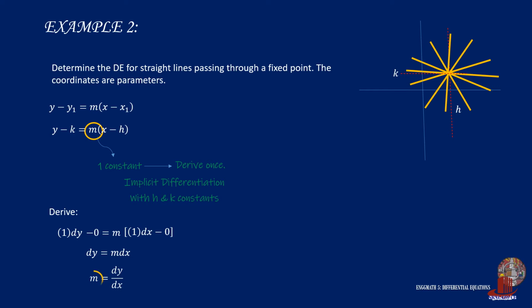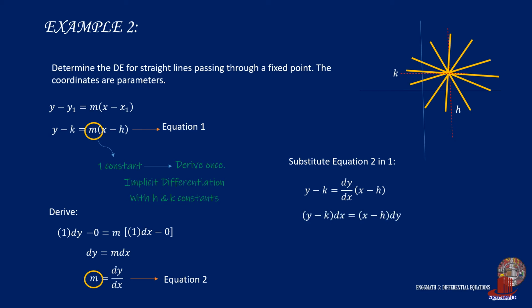The constant m is still present in the differential equation, so we call it equation 2, and the original function will be equation 1. By substitution of 2 into 1, we get y minus k is equal to dy all over dx times (x minus h). Multiply the whole thing by dx to eliminate the denominator to have (y minus k) times dx is equal to (x minus h) times dy. And arrange terms to get (y minus k) dx minus (x minus h) dy is equal to 0.